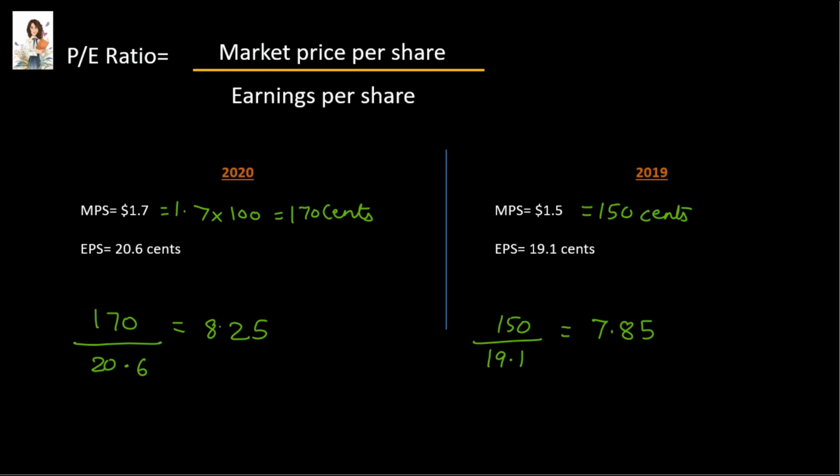So we will leave the answer at 8.25 and 7.85 respectively. In 2020, the PE ratio has improved because it has gone up. That means investors have more confidence in the company now. They are ready to pay more for one share of the company now.